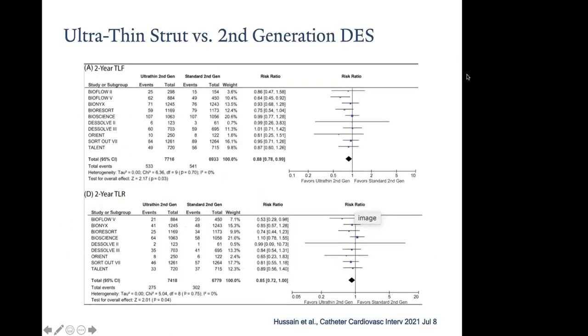Yasin Hussein and Dr. Lansky and their group did a meta-analysis of these ultra-thin strut stents, comparing ultra-thin strut stents versus second generation drug-eluting stents. And so you can see that ultra-thin strut stents essentially in every study have come out on top compared to second generation stents. And so this is looking at 2-year target lesion failure or target lesion revascularization. And these ultra thin strut stents are really going to be the future of coronary stents.